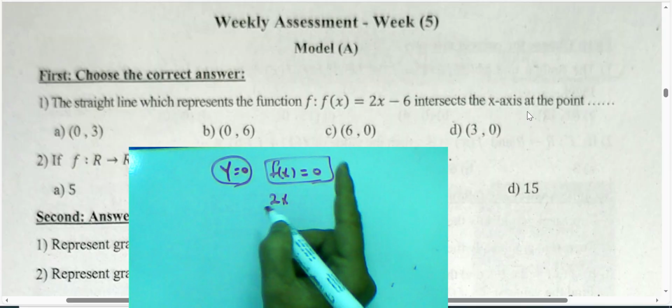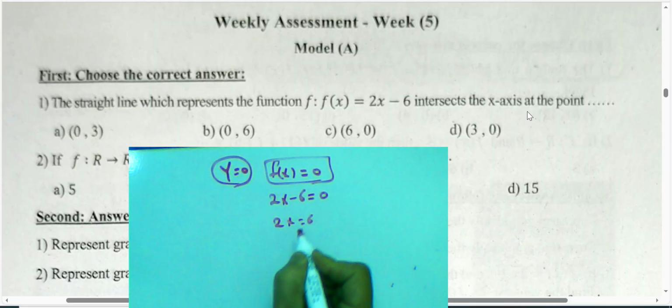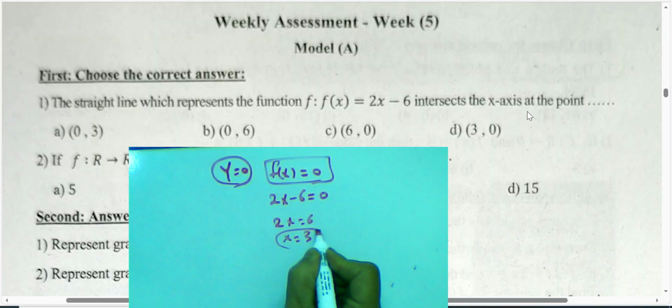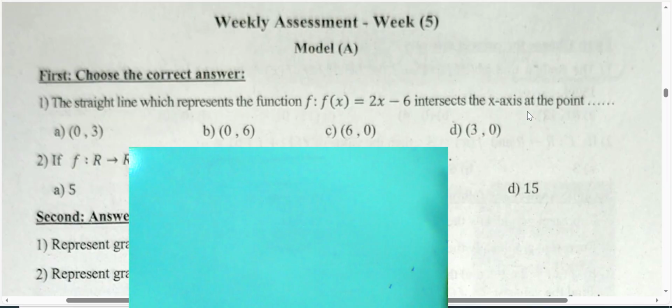We have f of x was 2x minus 6. Then 2x minus 6 equals 0. Then 2x will be 6. Then the value of x equals 6 divided by 2 equals 3. The value of x here will be equal 3.